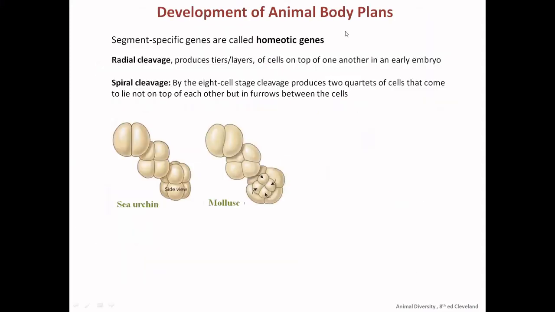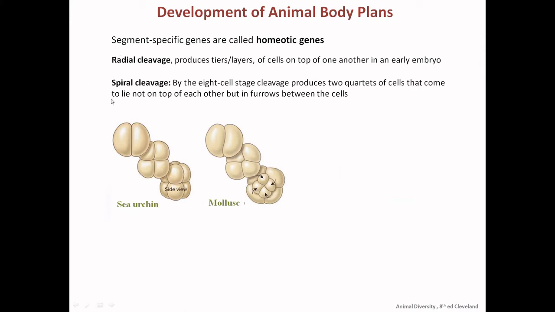Okay. Next is the development of the animal body plans, how they are developed. Whatever body plan we have discussed earlier, here we are discussing that one. The genes responsible for segmentation of the body are called the homeotic genes.